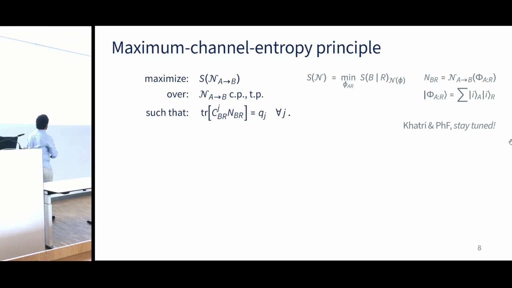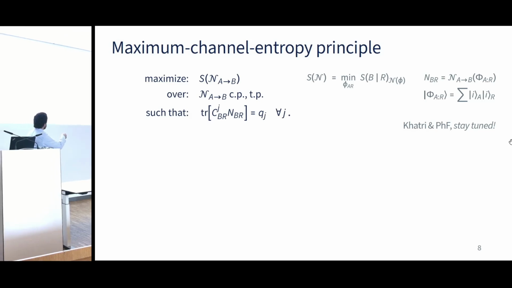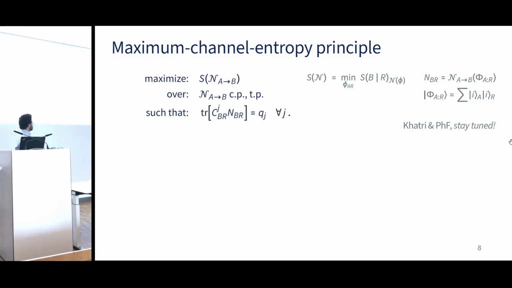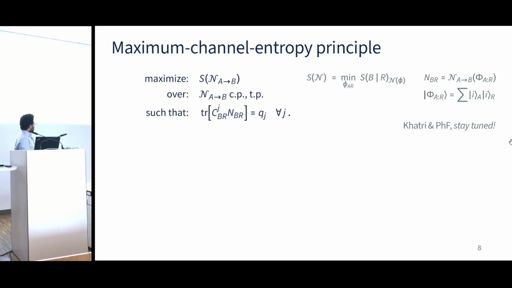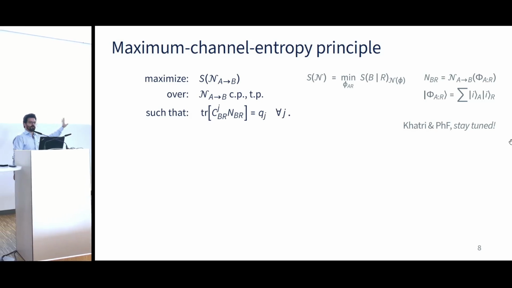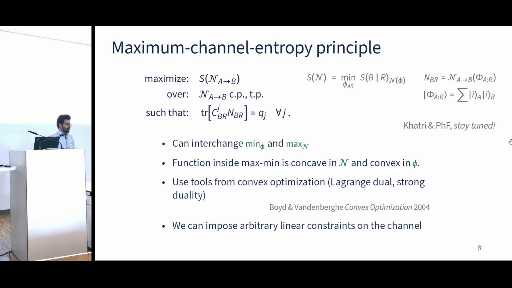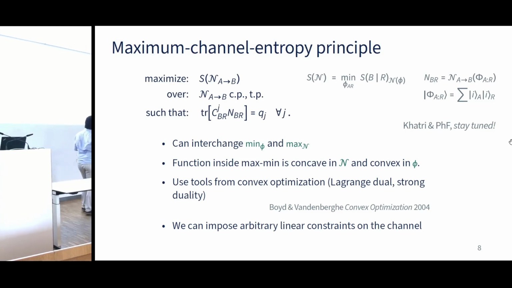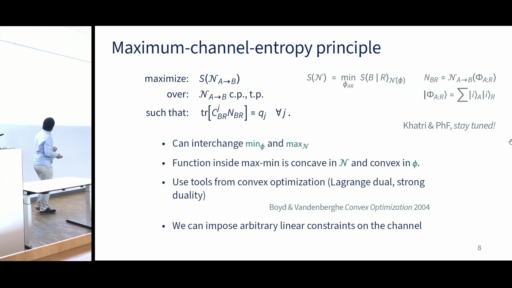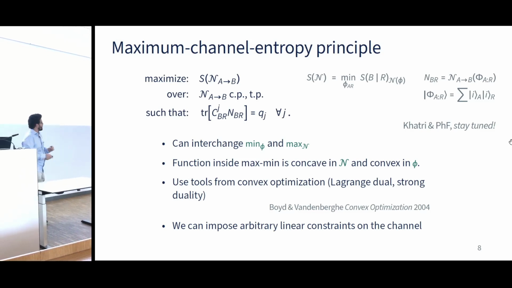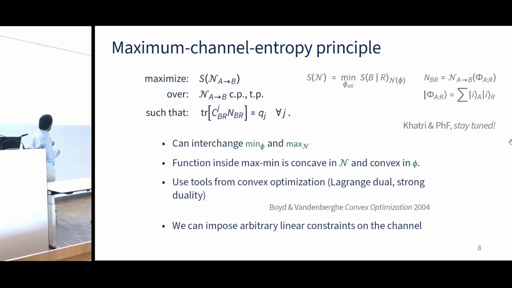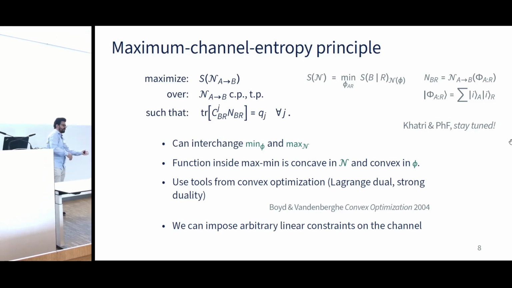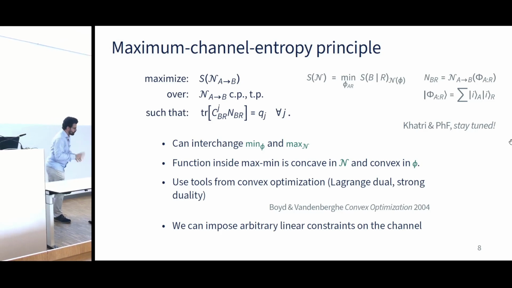The Choi matrix, which I'm writing like this as N subscript BR, that's the Choi matrix of the channel N from A to B. All right, so this is the problem we want to focus on. Some quick observations about this problem: it's not obvious, but remember, in this entropy of a channel we have this minimization, and in general when we have a max min of something, we have to be careful about the order in which we do this.